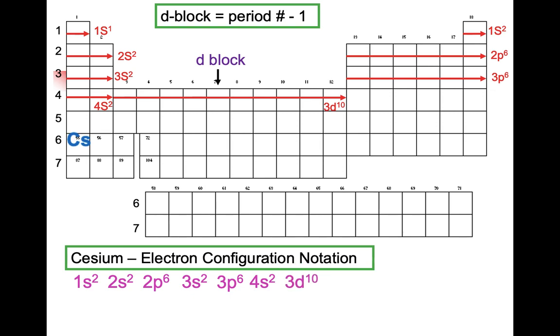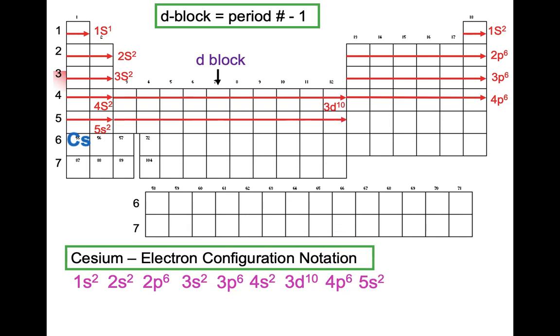After the 3d, we have the p block. That is entirely filled with all 6 electrons. We're in period 4, so that's the 4p6. Continuing down to period 5, the 5s is entirely filled, so that will be considered a 5s2.